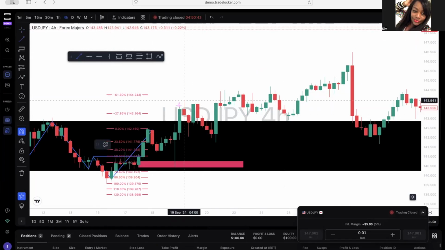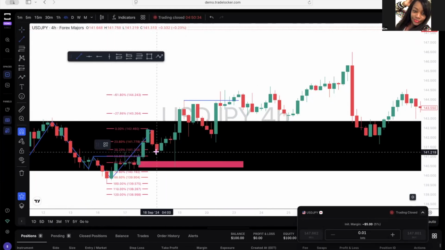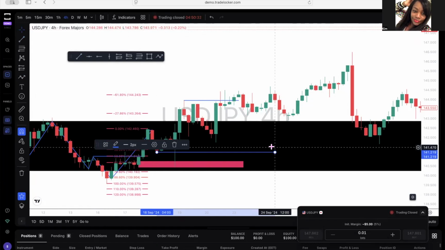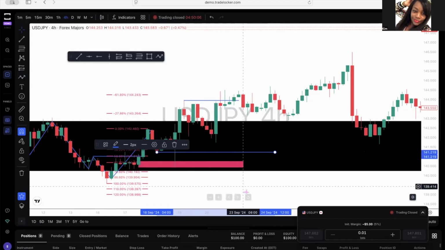Always mark up your swing highs and your swing lows. And you have to wait for price to break out of one. If it's bullish, you're looking for price to break out the swing high. If it's bearish, you're looking for price to break out the swing low. If it's bullish and it breaks out the swing low, then you're nine times out of 10 going bearish now. So if it broke out of here, then it's probably going to pull back and start selling some more.